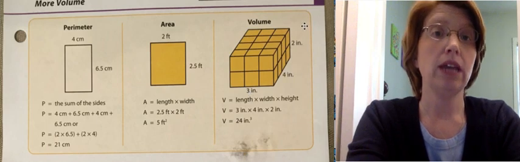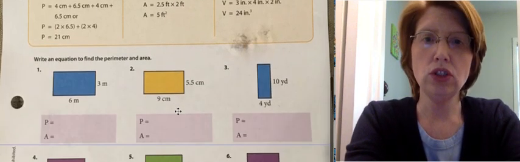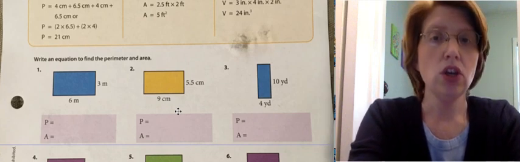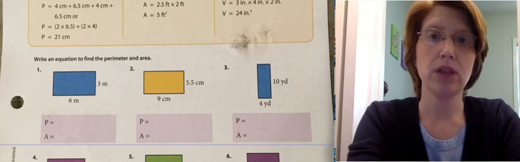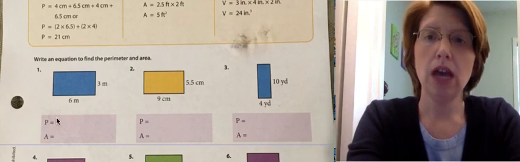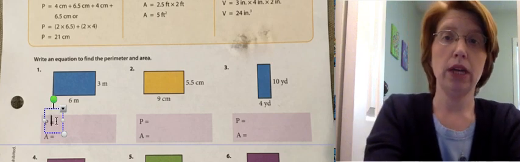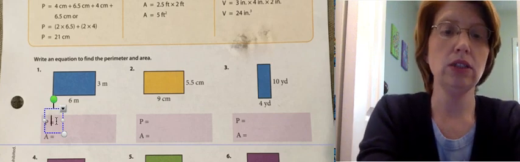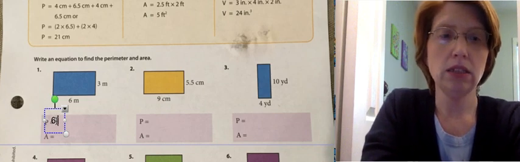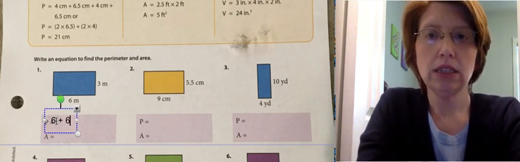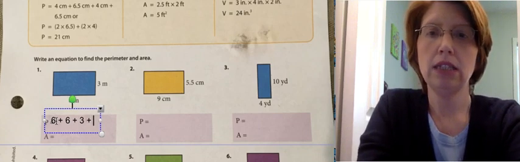Length, width, height. Okay? So for 1, 2, 3, 4, 5, and 6, you are finding the perimeter and the area. So let's do a couple of these together. So for the perimeter of number 1, we would want 2 6s. So 6 plus 6 plus 3 plus 3.